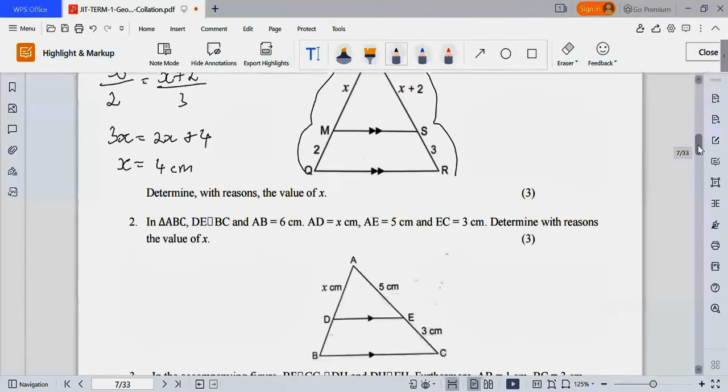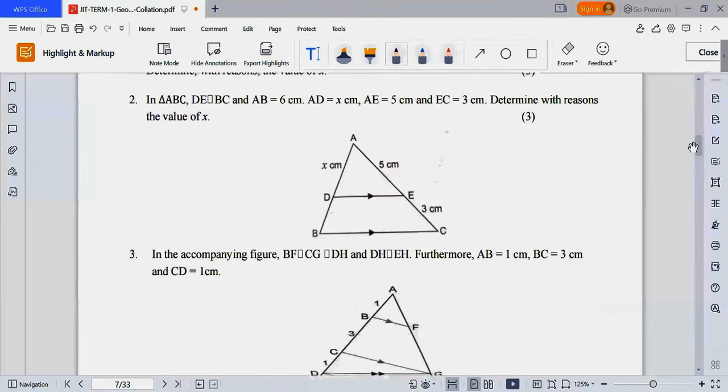Okay, let's proceed. Number 2 says, in triangle ABC, DE is parallel to BC, AB is 6 centimeter. We can show it here, 6 centimeter, and AD is X centimeter. AE is 5 centimeter, EC is 3 centimeter. Determine, with reasons, the value of X.